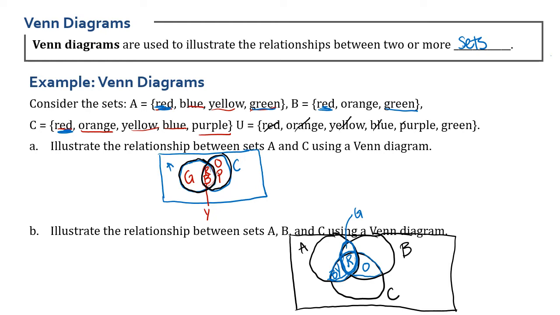For B, red, orange, and green are already taken care of, so B is set. For C, we've got red, orange, yellow, blue. The one that we haven't listed yet is purple. So purple is an element in set C that is neither in A nor B. So doing these types of things for Venn diagrams, setting them up this way, is what ends up really helping us organize a bunch of data, which we're going to do in a few slides.